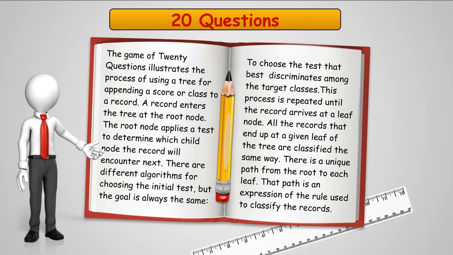This process is then repeated until the record arrives at a leaf node. All of the records that end up in a given leaf are classified the same way. And there's a unique path from the root to each leaf node, and that path is an expression of a rule that's used to classify the records.